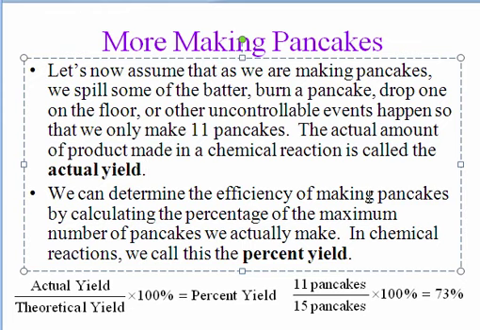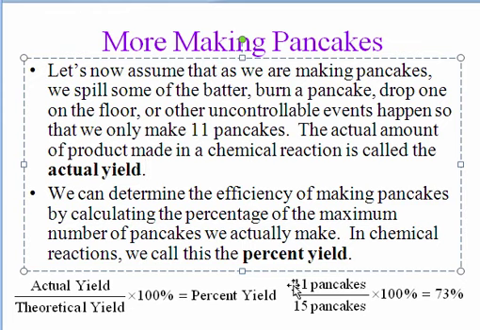And we can determine the efficiency of making pancakes, or any chemical, by calculating the percentage of the maximum number of pancakes we actually make compared to what we should make. So the actual yield is what we actually get. The theoretical yield is what we should get. And remember, the theoretical yield depends on the limiting reagent. We take this fraction and multiply it by 100% to get a percent. This is what's known as percent yield.